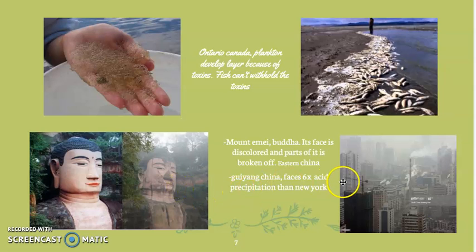And in Guiyang, China, they face 6 times the amount of acid precipitation than New York City, and that's a picture of it. That's sad.